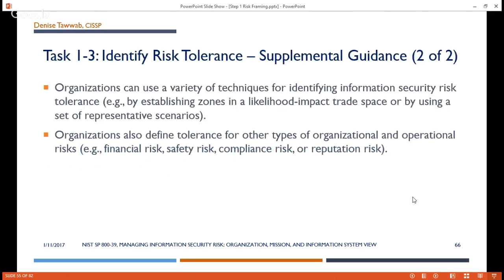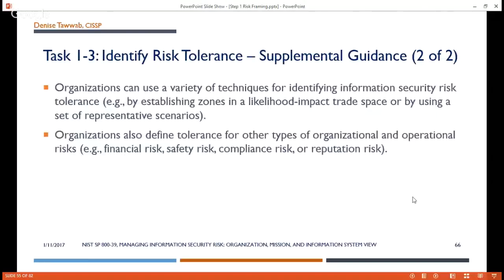Organizations can use a variety of approaches to express risk tolerance, including risk and/or reputation risk.